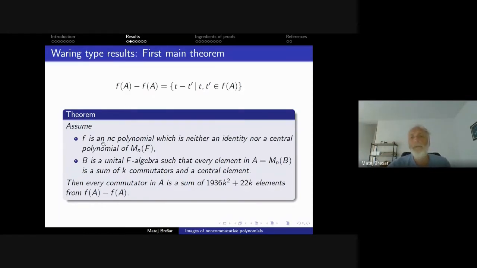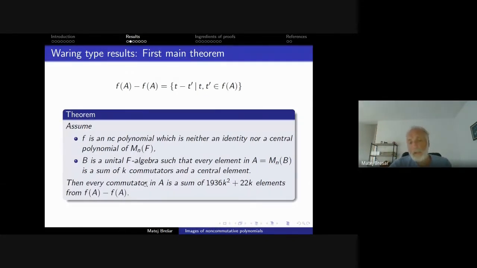If F is any non-commutative polynomial which is not an identity nor a central polynomial of the n by n matrices, and if B is any unital algebra with the property that every element in the algebra of n by n matrices over B is a sum of k commutators and a central element. So if this is fulfilled, then basically the Waring problem I proposed can be solved.